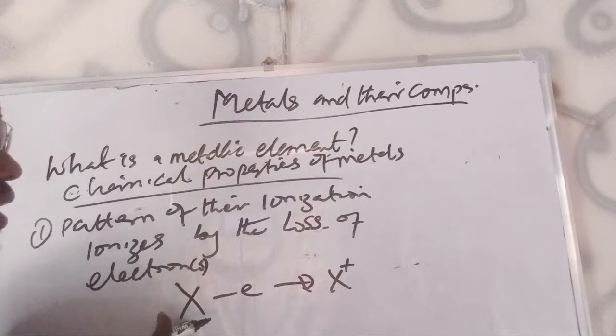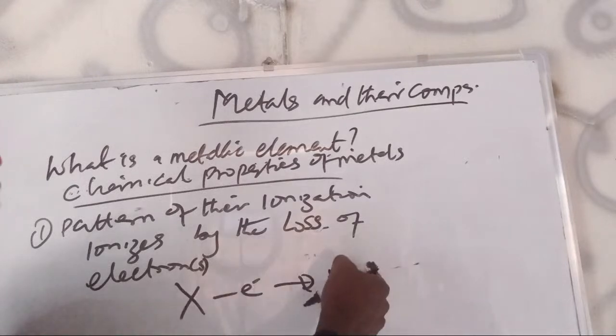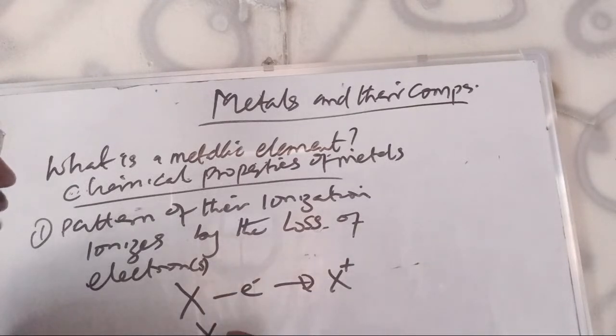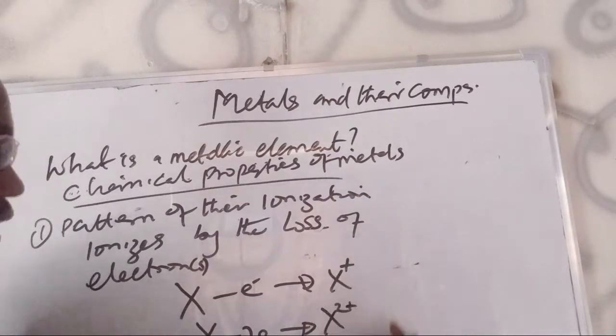And in writing this half cell equation, the E is for electron, here has been zero. When it loses one, the charge increases by one, such that if you have X minus 2e, this is zero, it will now give us X 2 plus. So this is the general way metals ionize.